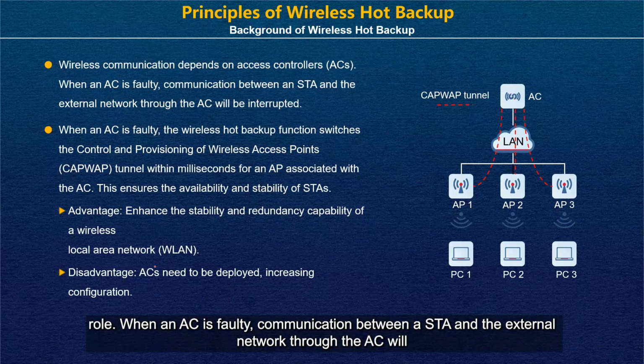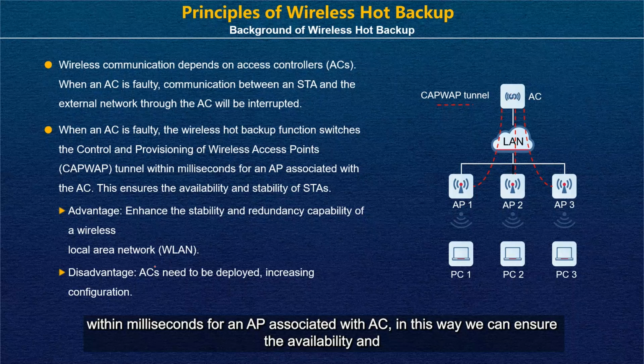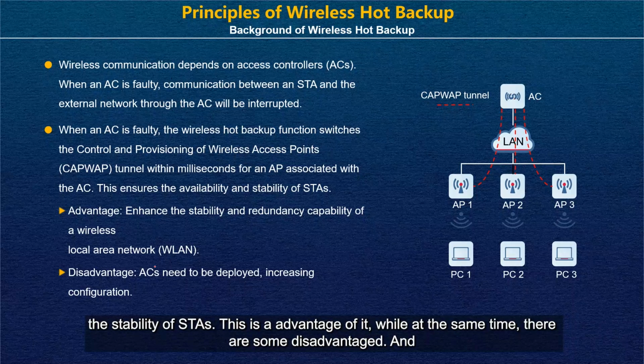When an AC is faulty, communication between an STA and the external network through the AC will be interrupted. So by using the wireless hot backup function, it will switch the backup terminal within milliseconds for an AP associated with the AC. In this way, we can ensure the availability and the stability of STAs. This is an advantage of it, while at the same time it has some disadvantages.